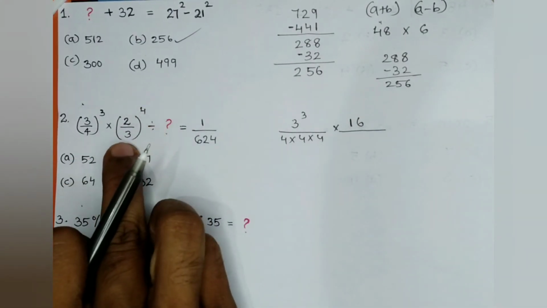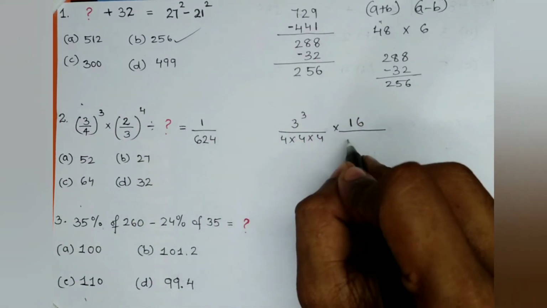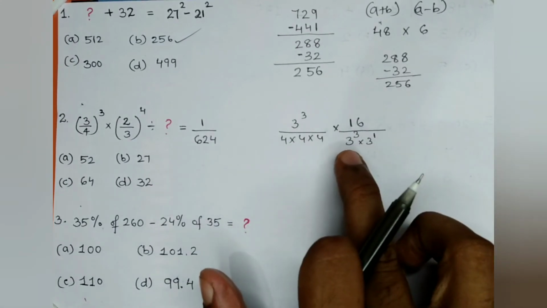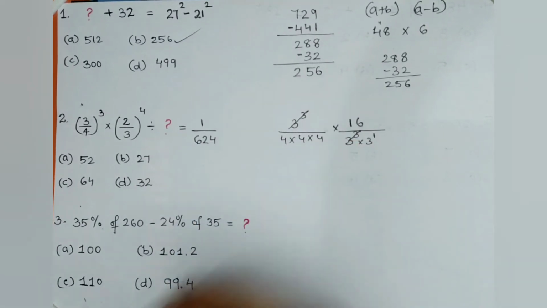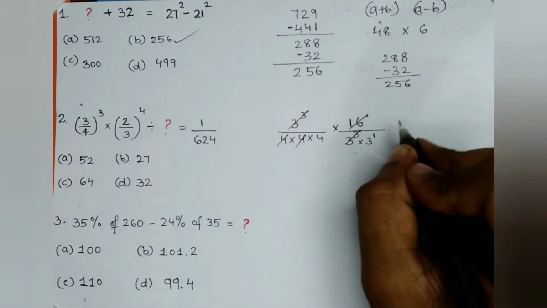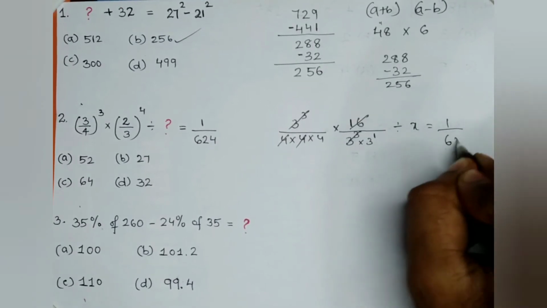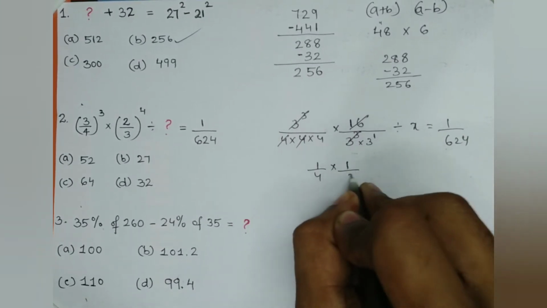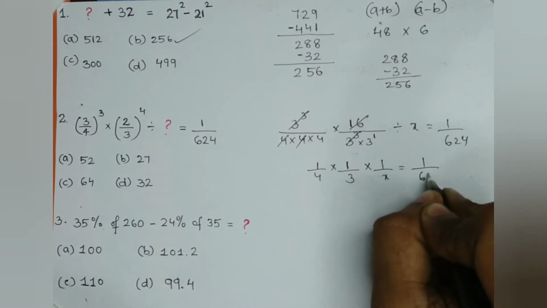By the laws of exponents, it is known that 3 raised to 4 can be written in the form 3 raised to 3 into 3 raised to 1. Why have we written this? Because we can cancel this 3 cube and 3 cube, and here also 16 can be cancelled by 4 into 4. And divided by x, which gives you 1 by 624. So what is left over is 1 by 4 into 1 by 3. This can be written as 1 by x, which is equal to 1 by 624.